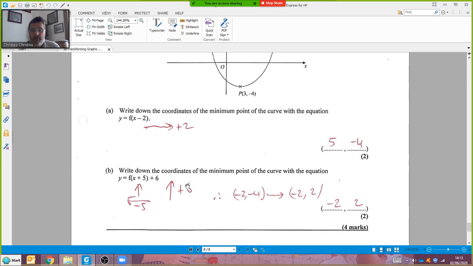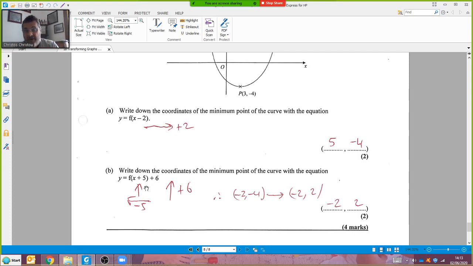This next one is one of these double whammies. So let's take it one at a time, because I did it a bit at a time. Y equals f of x plus 5, which means go left 5 units, and plus 6, go up 6 units. So you're looking at a translation using vector (-5, 0), followed by a translation using vector (0, 6). So you're going (-5, 0), (0, 6) straight up.